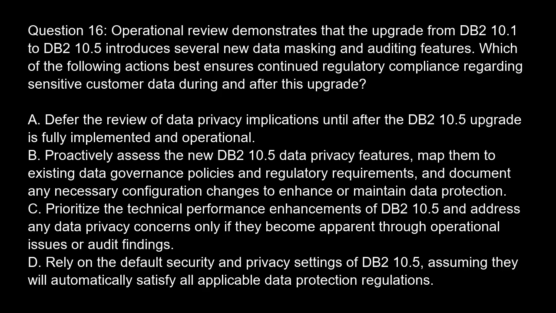Option B. Proactively assess the new DB2 10.5 data privacy features, map them to existing data governance policies and regulatory requirements, and document any necessary configuration changes to enhance or maintain data protection. Option C. Prioritize the technical performance enhancements of DB2 10.5 and address any data privacy concerns only if they become apparent through operational issues or audit findings. Option D. Rely on the default security and privacy settings of DB2 10.5, assuming they will automatically satisfy all applicable data protection regulations.